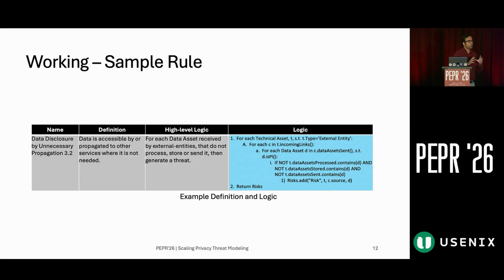Here we had to scope what "other services" means. Is it external services or internal services? Here we assumed it to be external services. Then we came up with the high-level logic just to identify whether this particular rule is codable or not. Developing that helped us. And finally, we implemented the logic. I won't go into the coding details, but the rightmost column is what it would look like if you extend Threagile for this particular rule.